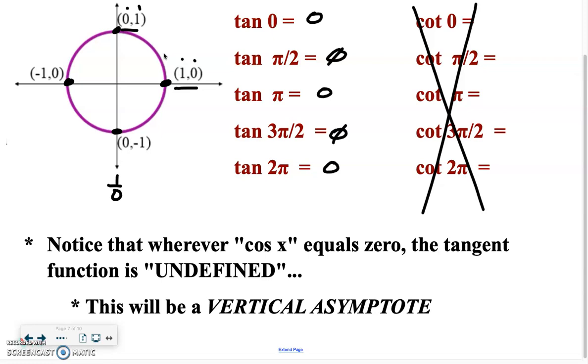Is it mandatory that we draw them in? Absolutely, it is mandatory that we draw them in. They are part of the graph. Okay, they're part of the overall curve.